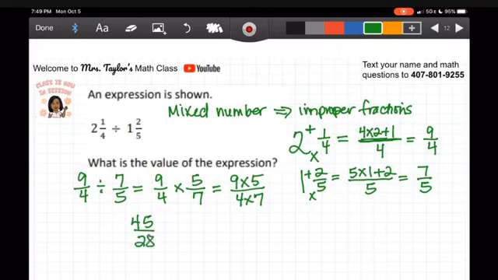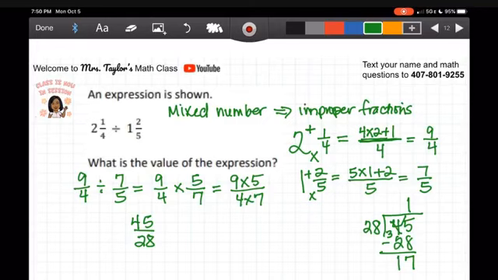Well, let's flip our fraction back to a mixed number. So over here you can do division. How many times does 28 go into 45? That's going to be 1 time. 1 times 28 is 28. And 45 minus 28 is going to get us 17.